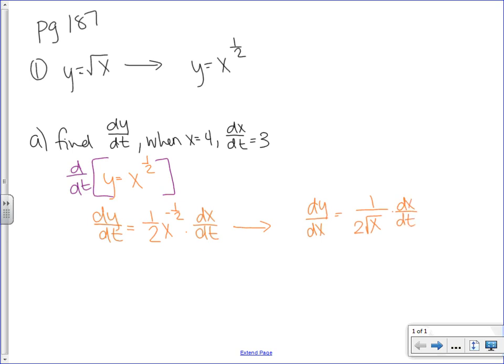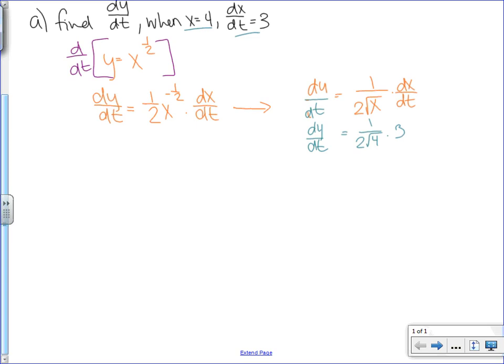And now I have everything, and I can plug in this information that they gave me. So I want dy/dt, and it's when x is equal to 4. So this is going to become 1/2 times the square root of 4, and dx/dt was 3. This is what dy/dt is equal to, silly me. And then that's just 1/2 times 2, because the square root of 4 is 2, times 3, so this is just 3/4. And that's your answer, right? We found dy/dt.